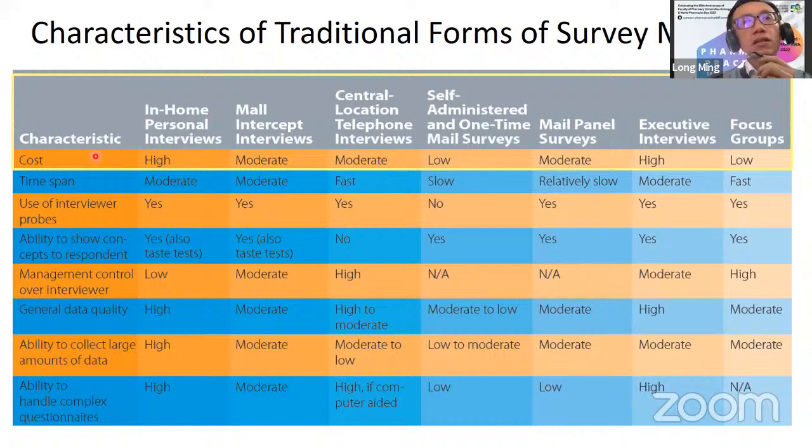Let's look at cost. If the time involved is longer, that means it's more costly because you need to pay the moderator, you need to pay the interviewer, isn't it? Okay. And if you're conducting at home, then you also need to compensate the interviewer's time and transportation to go there. That's why you see these tend to be on the higher side. Self-administered and one-time mail surveys are obviously low, especially if you conduct them online. Okay.